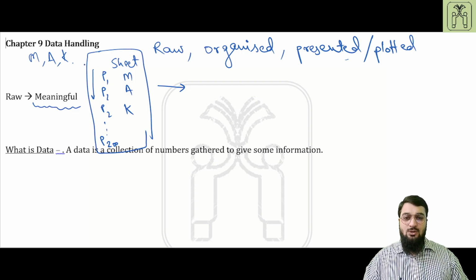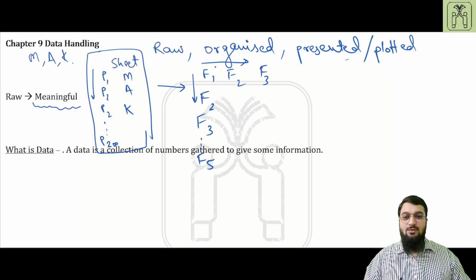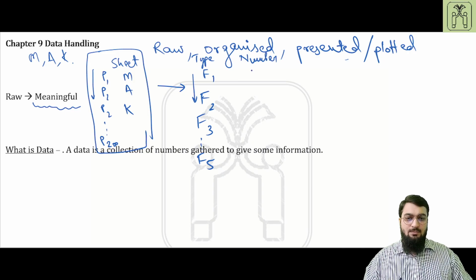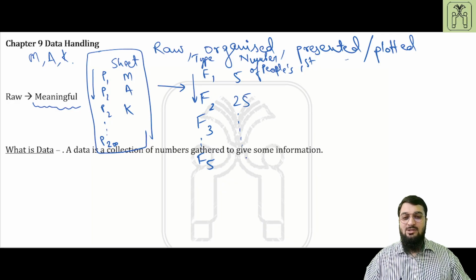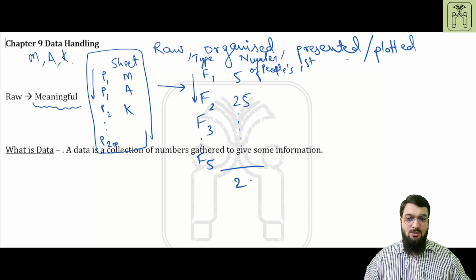Coming to the organized one. In the organized form, you will just make a number of columns or rows. So I will make 5 columns: fruit 1, fruit 2, fruit 3, and so on till F5 or fruit 5. You can organize them as rows or as columns, whichever you like. I will prefer the row one. After that, I will write here type of fruit, and here number of people's first choice. For example, 5 people voted for this and 25 people voted for this and so on. So there are a total of 200. When you sum them up, it will be 200.